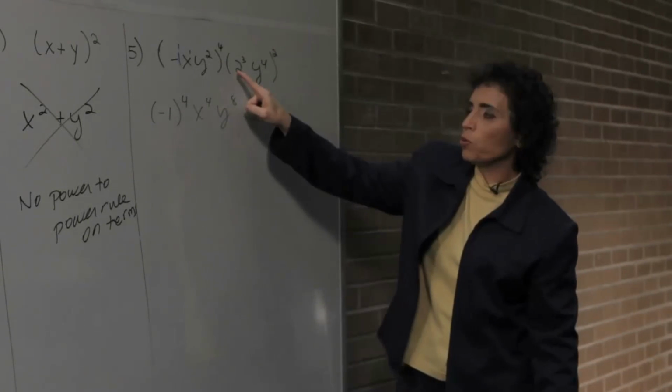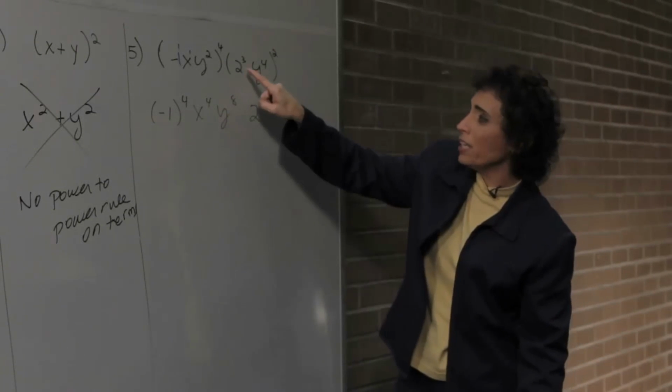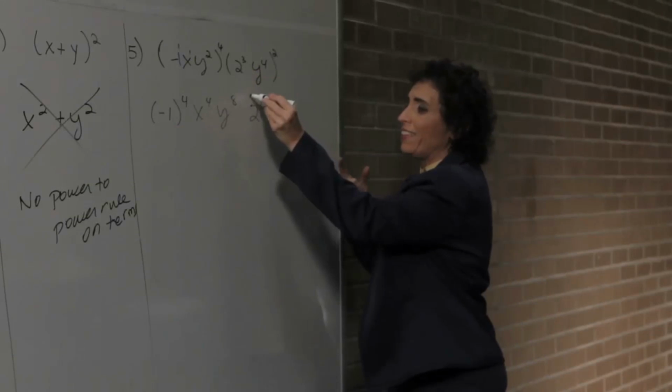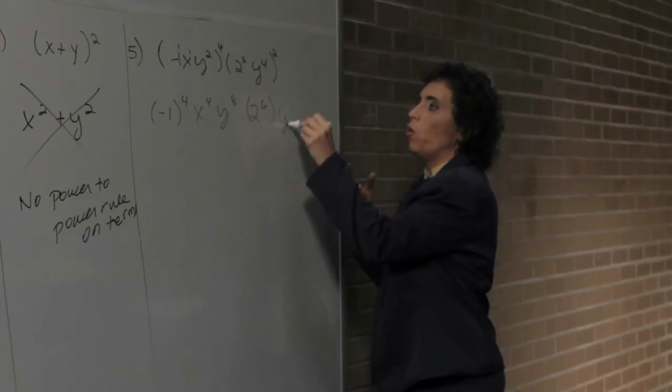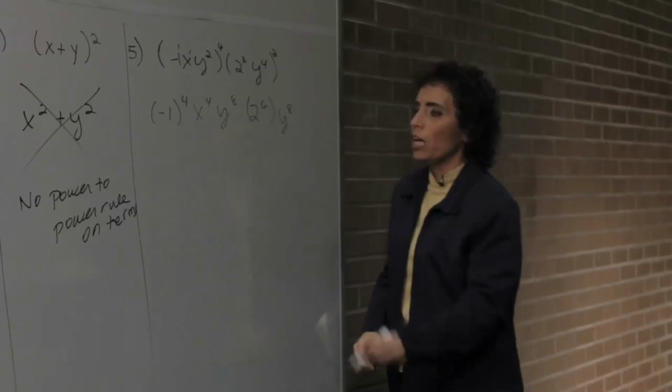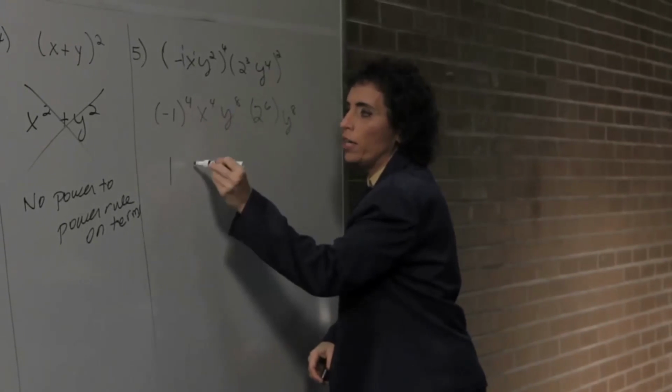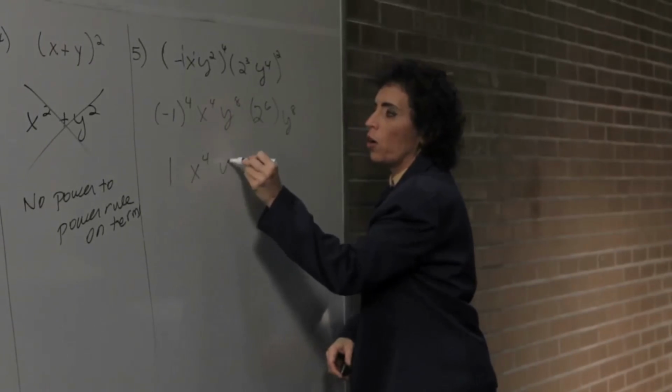Okay? Generally, I was putting parentheses around them, but there's no parentheses on there. If I want to, I can. It does not matter there, to be honest. Y to the 8th, kind of a special case. -1 to the 4th is just a 1 times x to the 4th, y to the 8th.